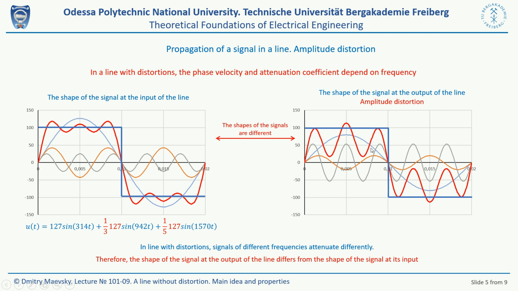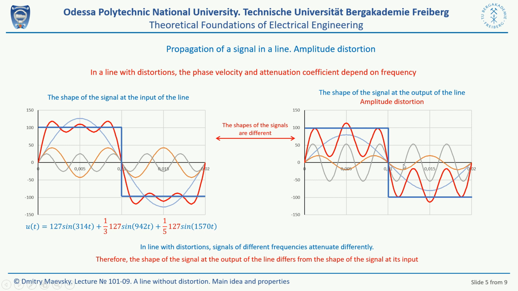As we already know, the amplitude of a signal attenuates as it propagates through a transmission line. However, the amount of attenuation should be the same for all harmonics, regardless of their frequency. If the attenuation is different for each harmonic, the shape of the signal at the output will be different from the shape of the signal at the input.